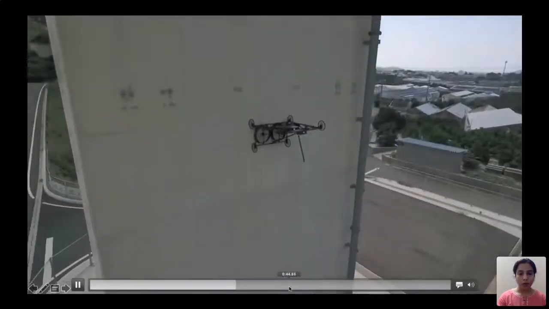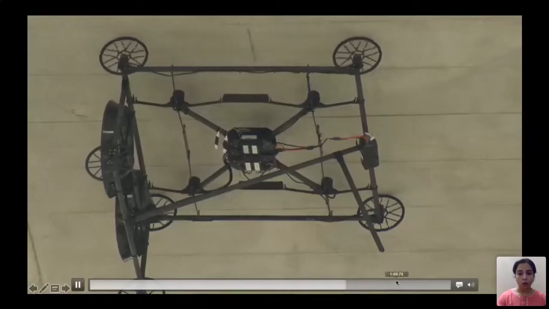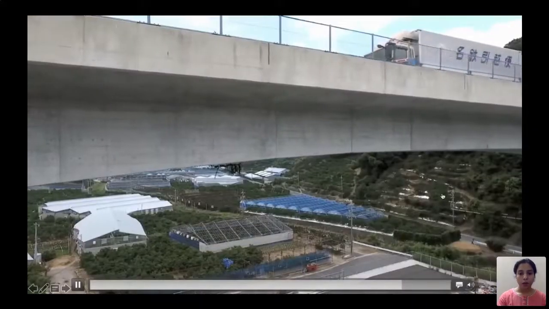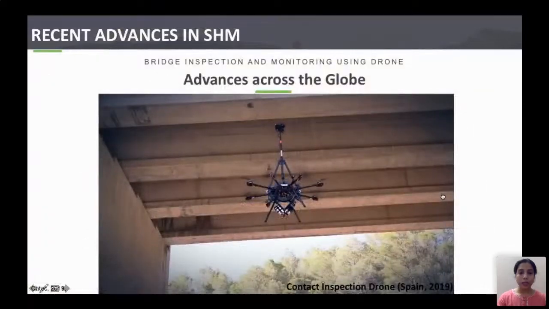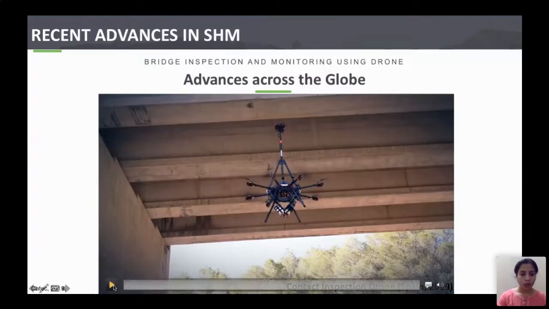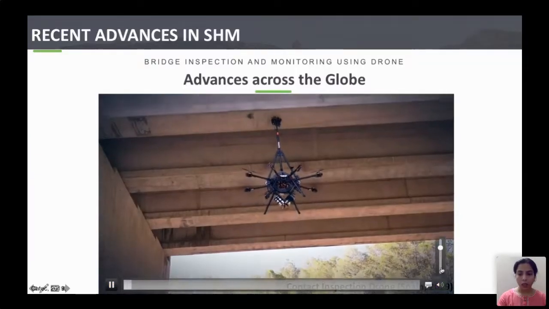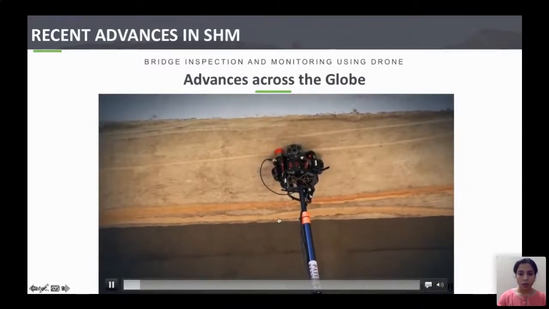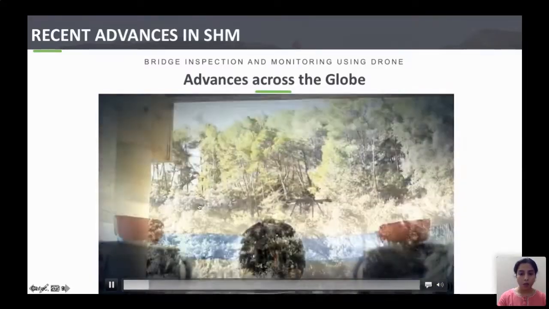Now, next is the drone where people have tried contact type inspection. Whatever drones I have shown you till now were a replacement of the visual inspection. Here they have tried doing UPV, I guess, but there is not much information available regarding this drone. This is how you can see there is an arm going out. So these are the UPV probes.